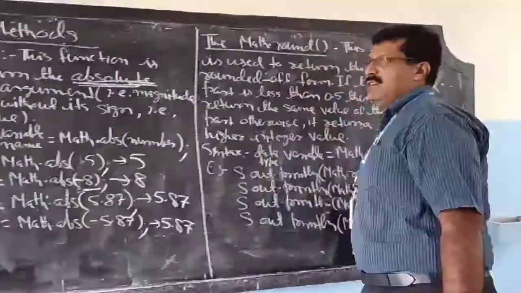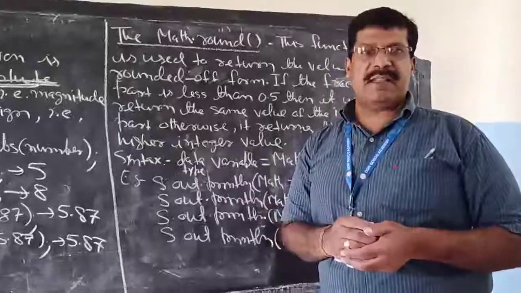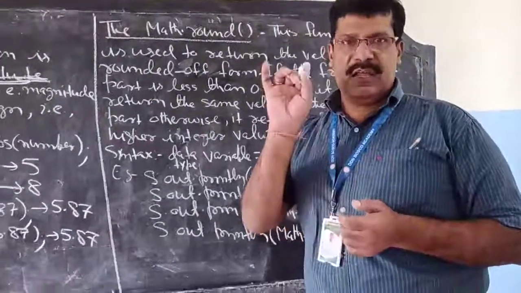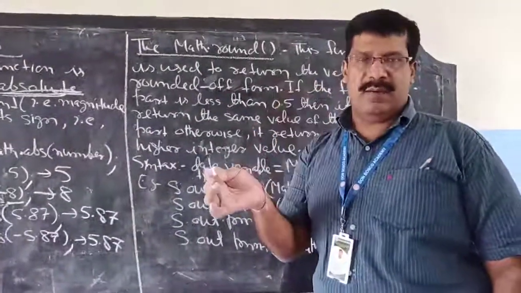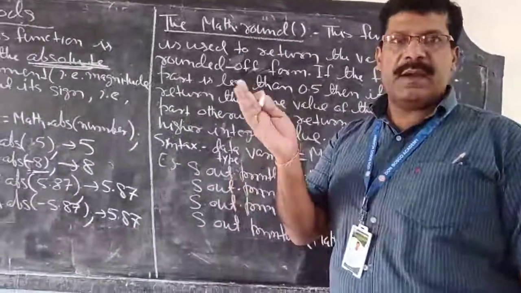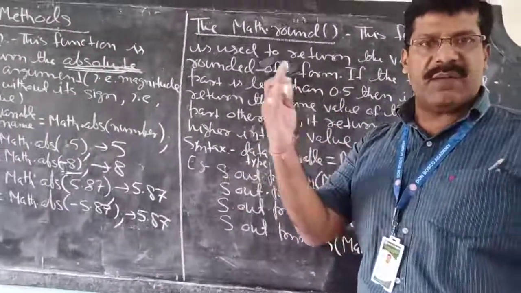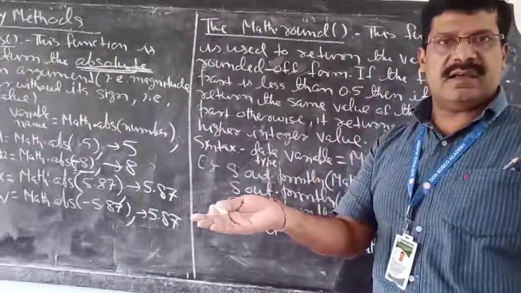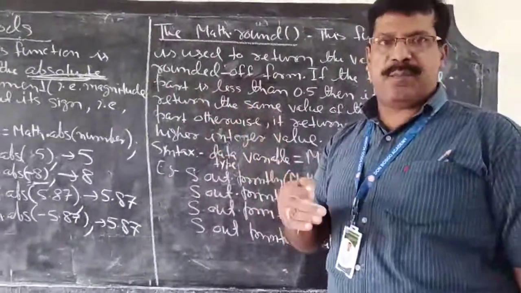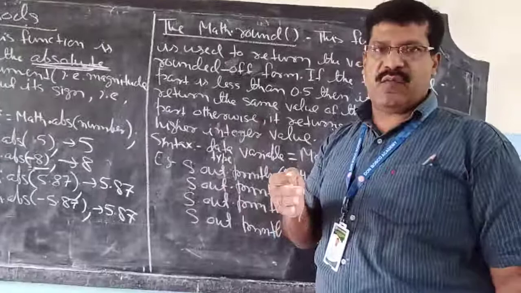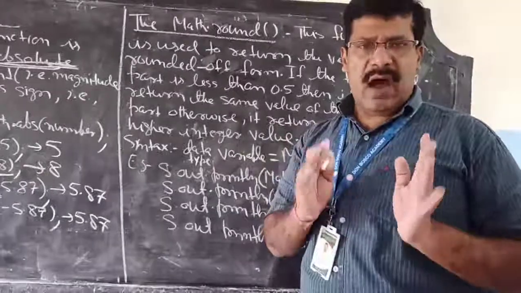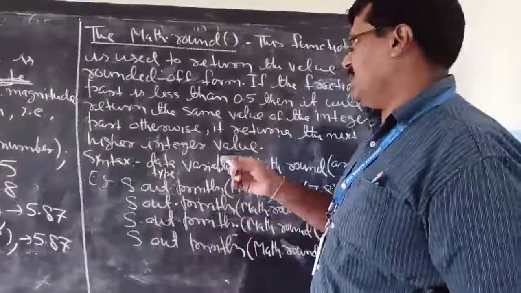Today's last function is the math.round function. You know rounding a number in math. If after the decimal, at the tenth place, it is 5 or above, then mathematically we round to the next number. Like if it is 5.5, 6; 6.7, 7; 6.9, 7; 8.8, 9. And if it is less than 0.5, then it returns the same number. It is very simple. As you round the number mathematically, the same way it does.